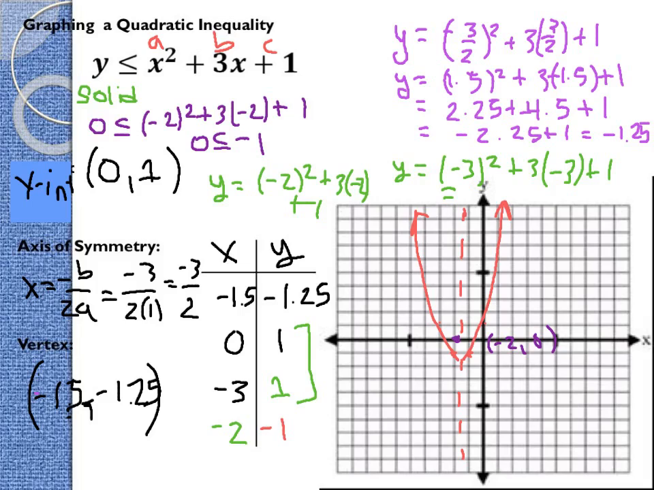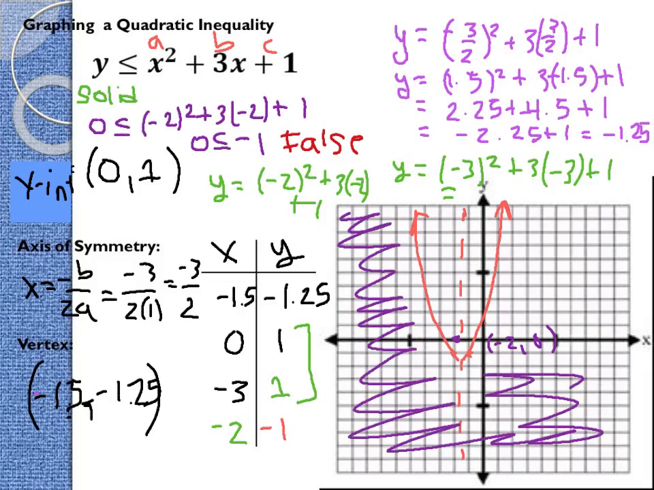So since this is a false statement, that means that our area inside of where this point was is not included. So it does not equal, so it's not included. So what that means for us is now we have to shade the region that does not include that point, or this region outside of our parabola. So this is our area.